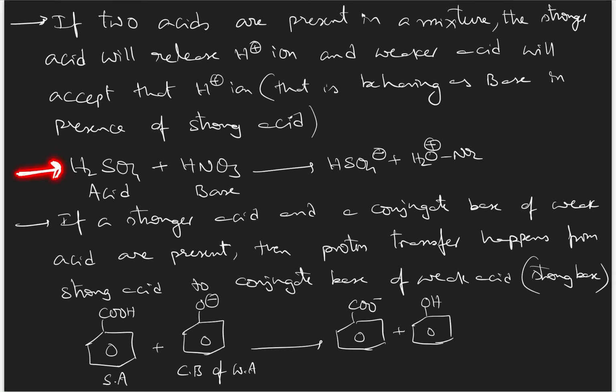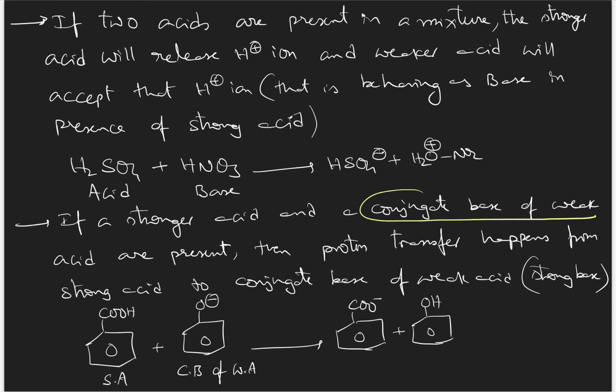This is the example which comes in nitration of benzene. Sulfuric acid is a stronger acid than nitric acid, therefore nitric acid in presence of a stronger acid than itself, that is sulfuric acid, will act as a base and will accept the H plus ion from here. So you see here, nitric acid has accepted the H plus ion and formed this species. And the third point, if there is a stronger acid and a conjugate base of a weaker acid, the conjugate base of the weaker acid is a strong base.